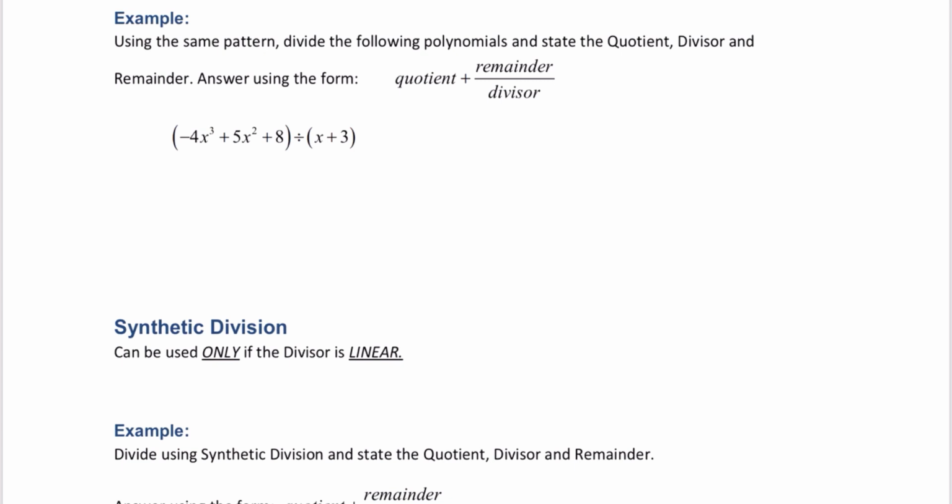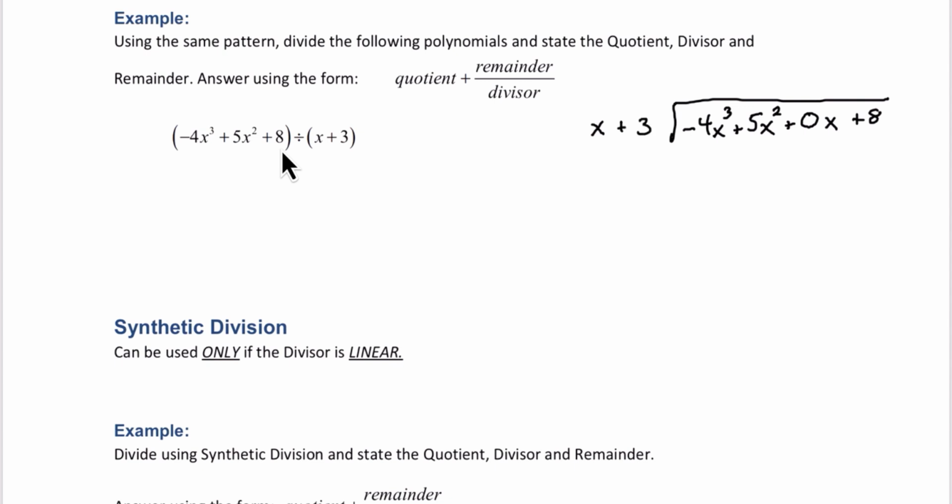In this example, we'll look at polynomial long division. The first thing we'll do is set up the house. And inside the house, we put the dividend, negative 4x cubed plus 5x squared. Notice there's no x term in this polynomial. We need to put a 0 placeholder there. So we'll have 0x and then plus 8. And then we put the divisor on the outside.